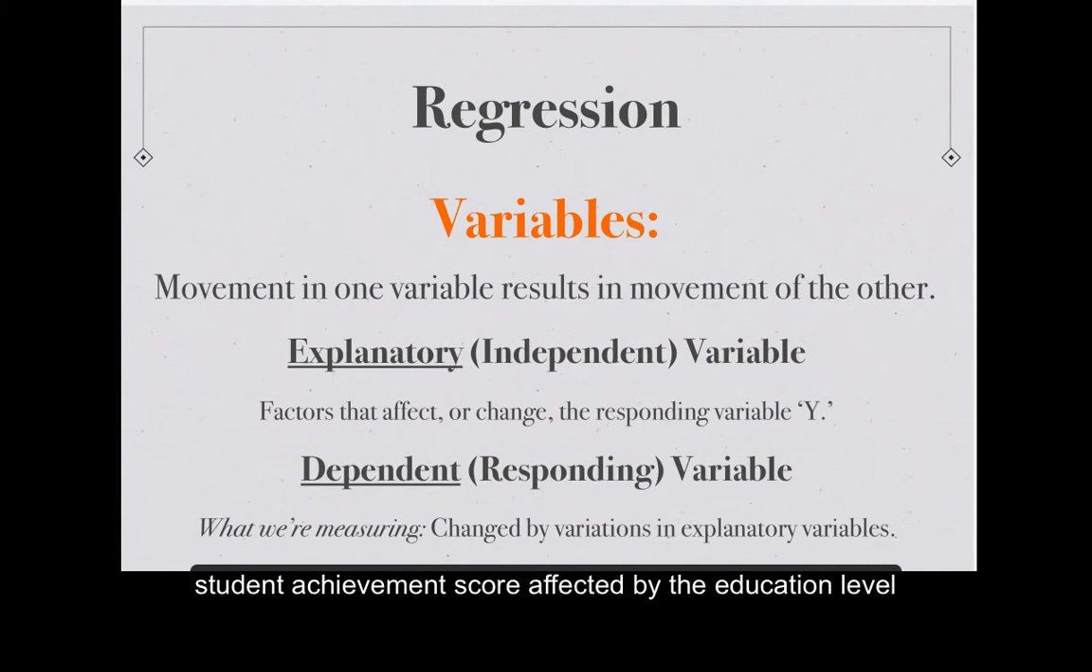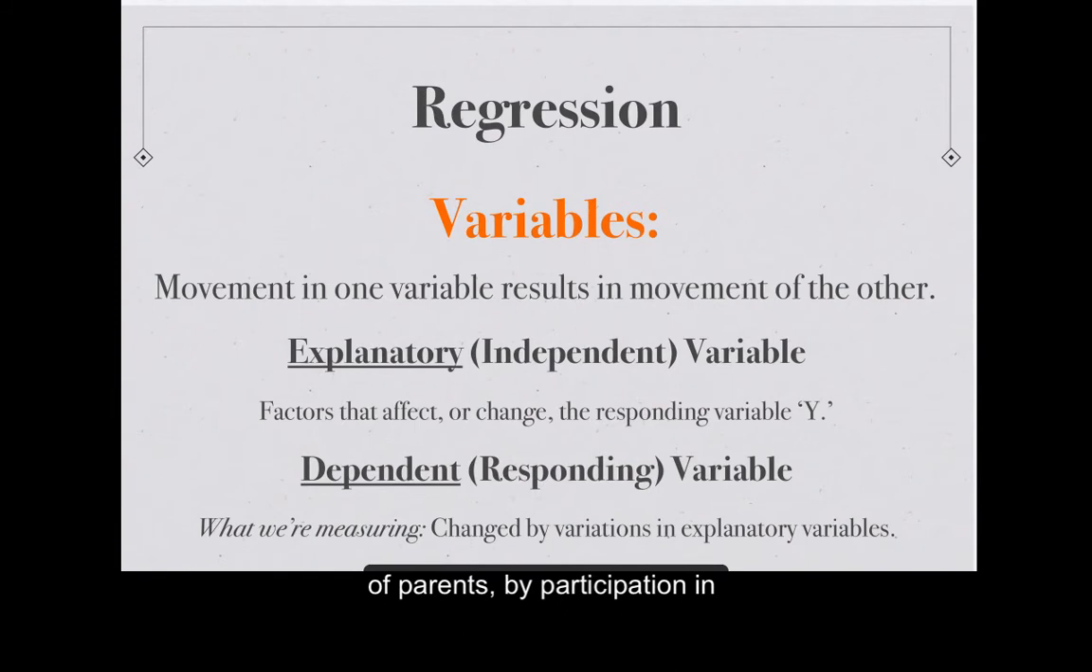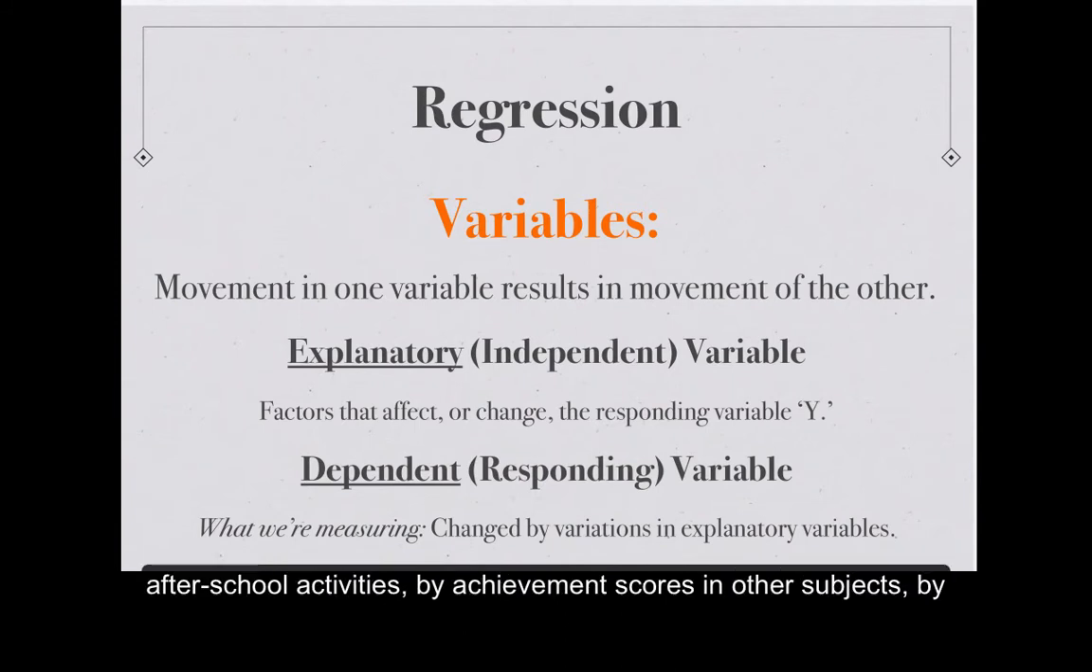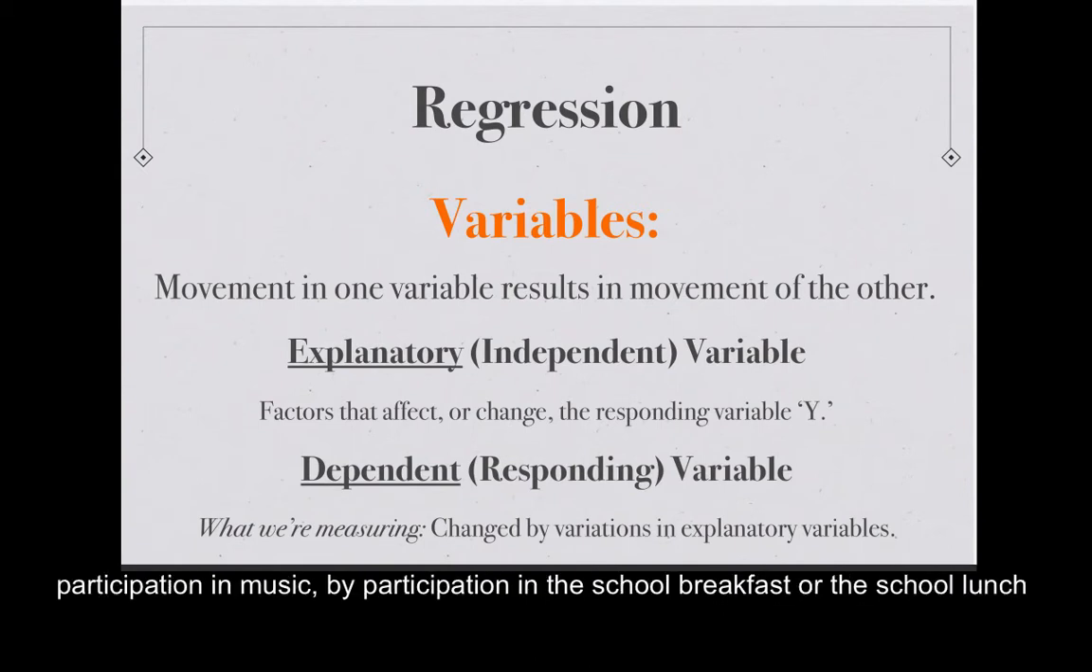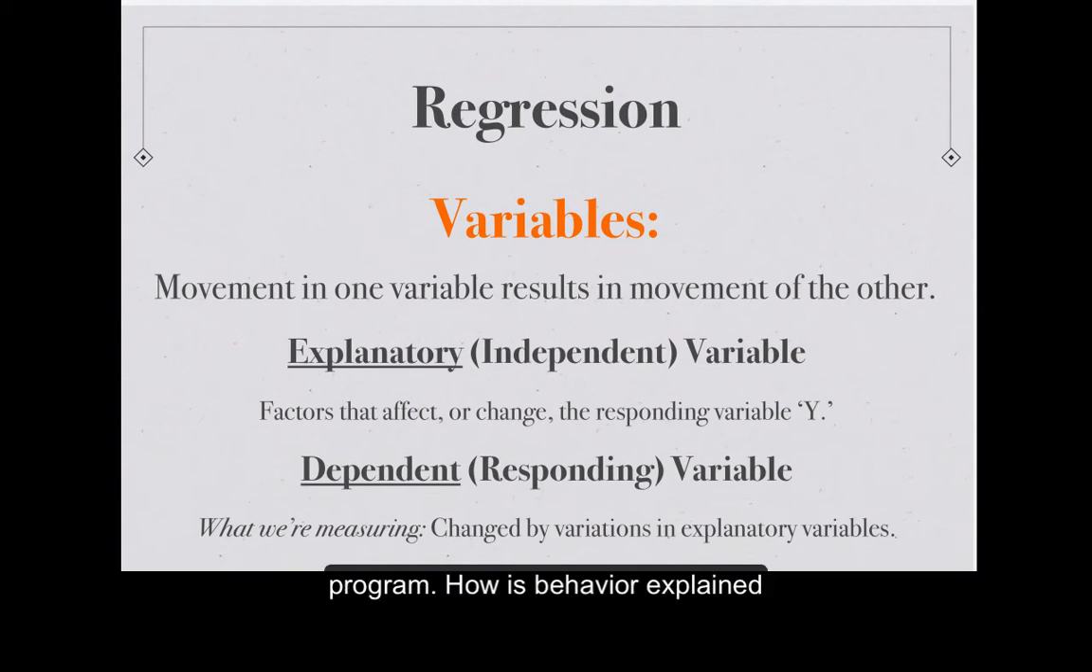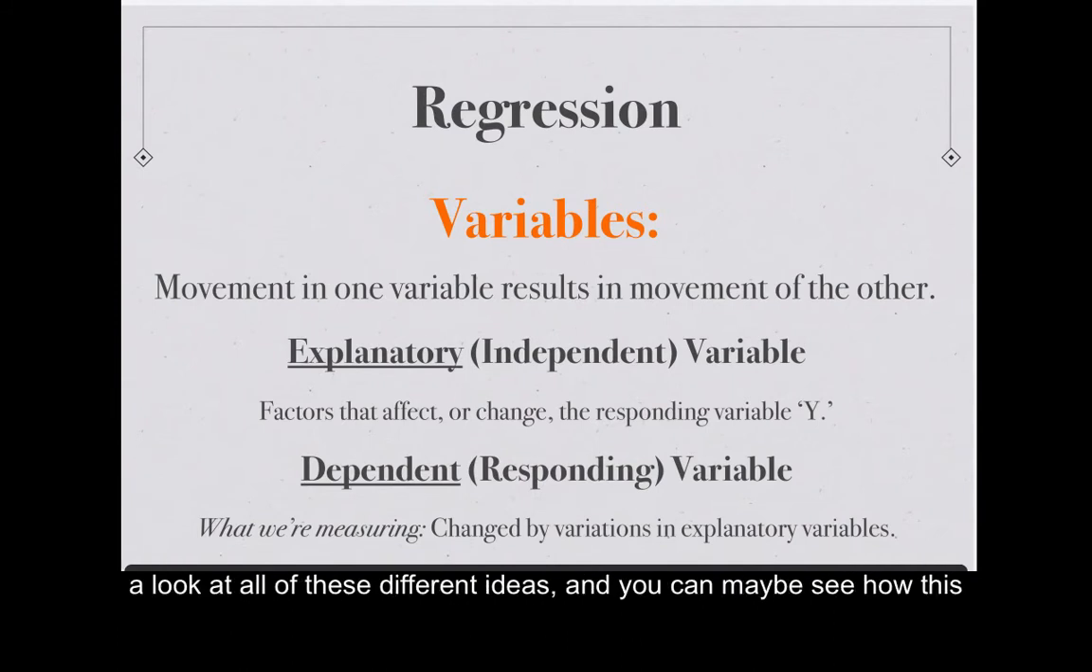How is student achievement score affected by the education level of parents? By participation in after-school activities, by achievement scores in other subjects, by participation in music, by participation in the school breakfast or the school lunch program. How is behavior explained by all of those factors as well, right? So we can start to take a look at all of these different ideas, and you can maybe see how this can be powerful.